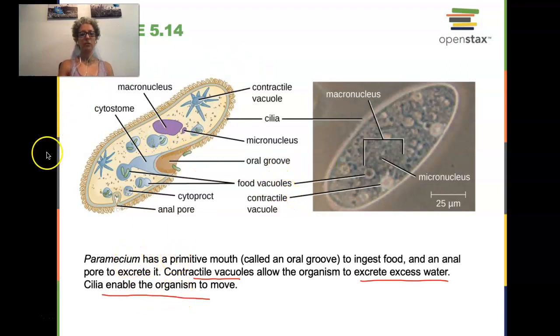Paramecium, we're seeing again, there's the cartoon, and here's an actual light micrograph of it, where the features are decidedly less distinct. But it does have that primitive mouth called the oral groove, or the cytostome, and it does have an anal pore to excrete. So they're not really connected like a digestive tract is in animals. They're separate. There's a groove to bring things in, there's a pore for excretion, and it would be done either by diffusion or exocytosis.